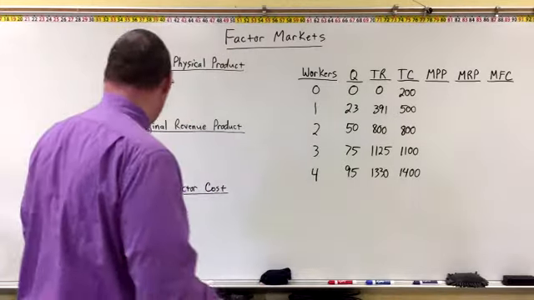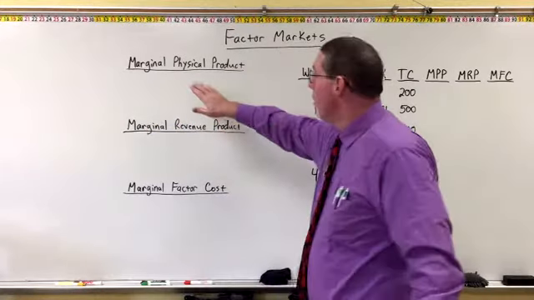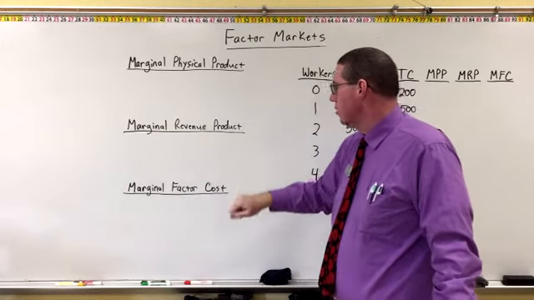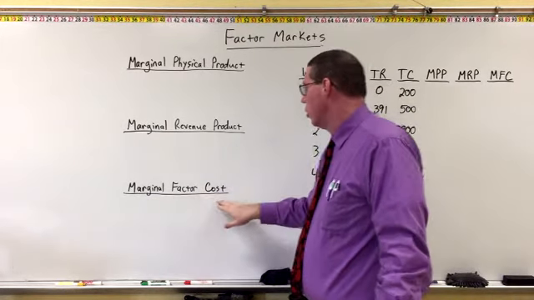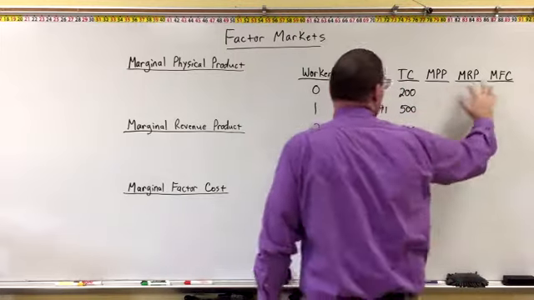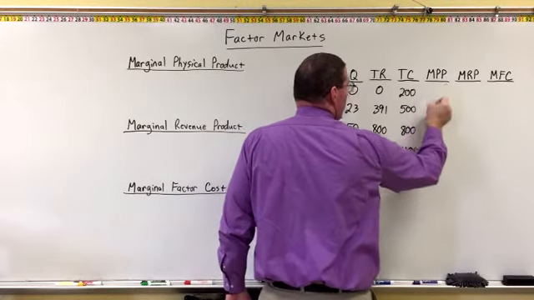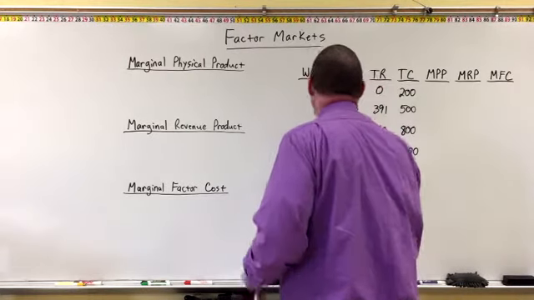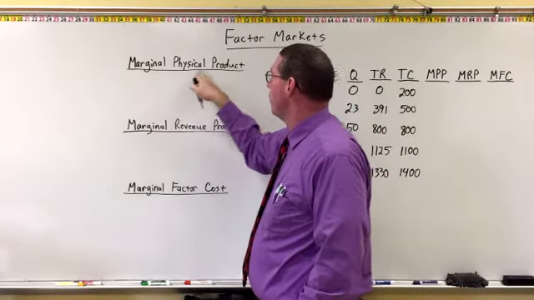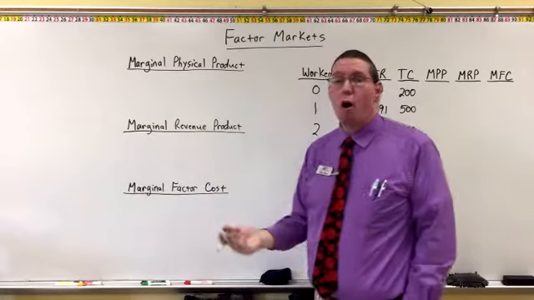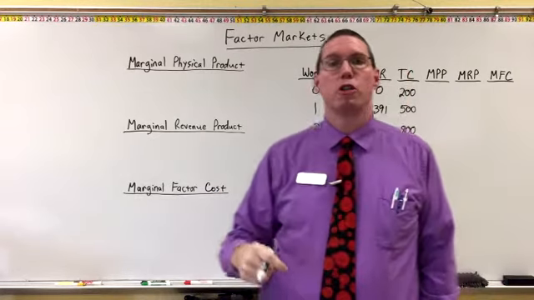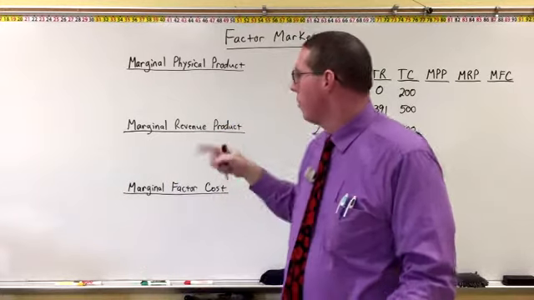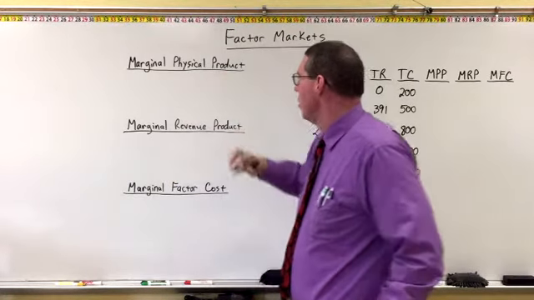Now, the 3 concepts that I'm going to try to explain to you are called marginal physical product, marginal revenue product, and marginal factor cost. And I've made columns for them over here. Marginal physical product, marginal revenue product, and marginal factor cost. Now, I do want to say this, that marginal physical product is often simply referred to as marginal product. So if somebody says marginal product, they're talking about this concept of marginal physical product.